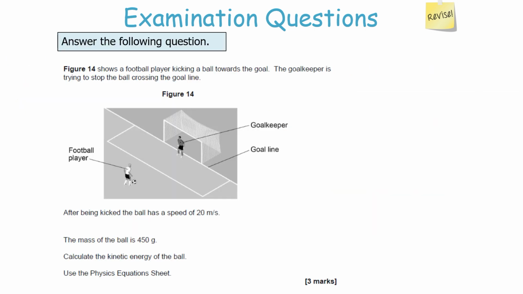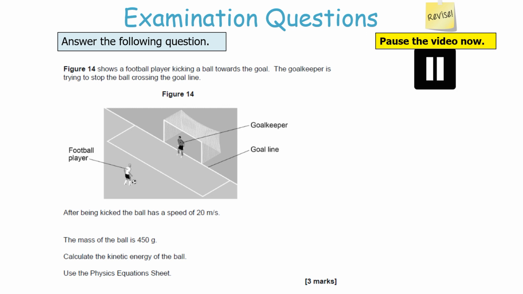Next question, figure 14 shows a football player kicking a ball towards the goal. The goalkeeper is trying to stop the ball crossing the line. After being kicked, the ball has a speed of 20 meters per second. The mass of the ball is 450 grams. Calculate the kinetic energy of the ball. So pause the video now, then unpause the video when you want to go through your answer.